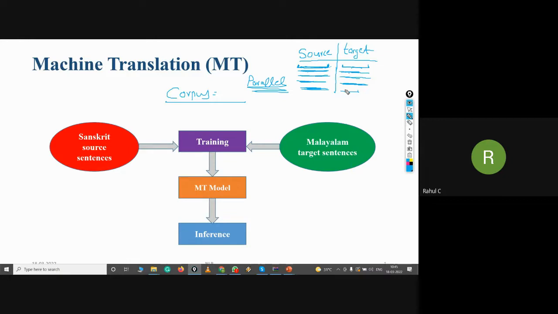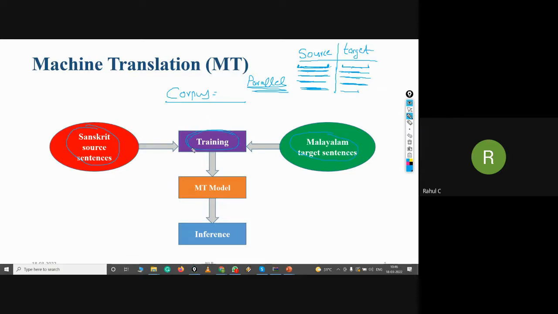Okay, so what we are doing is giving source and target sentences for the training. You can see here the input is a Sanskrit sentence. It may be any sentence according to your language; you can give any sentence. Here I am taking Malayalam as the target sentence. Both Sanskrit and Malayalam, source and target sentences, are given for training.